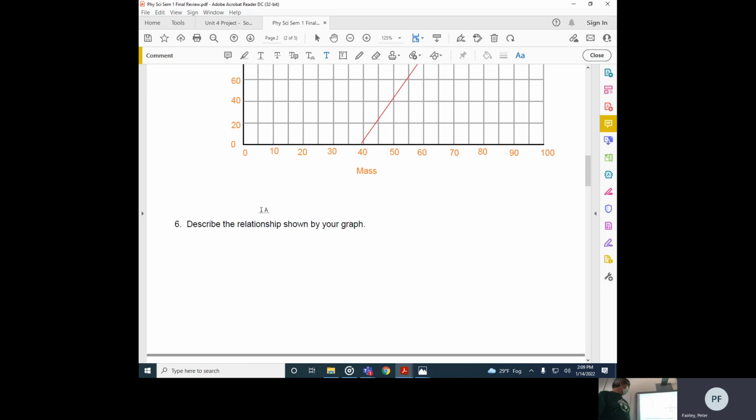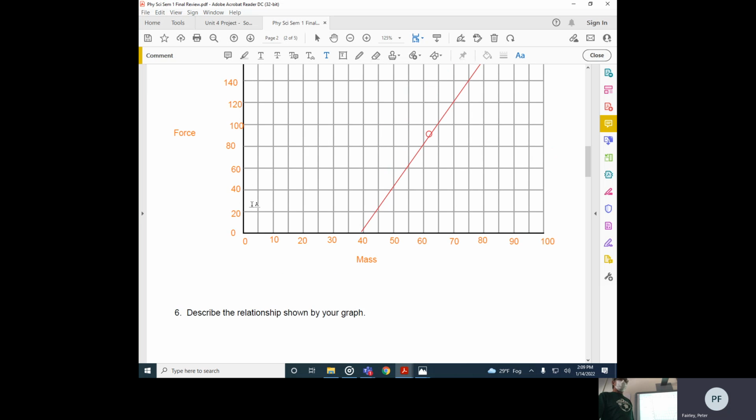Then you guys do this on your own. Number 6, describe the relationship shown by your graph. What does it mean when I ask for a relationship? We just did one of those a minute ago. What does it mean when I ask for a relationship?